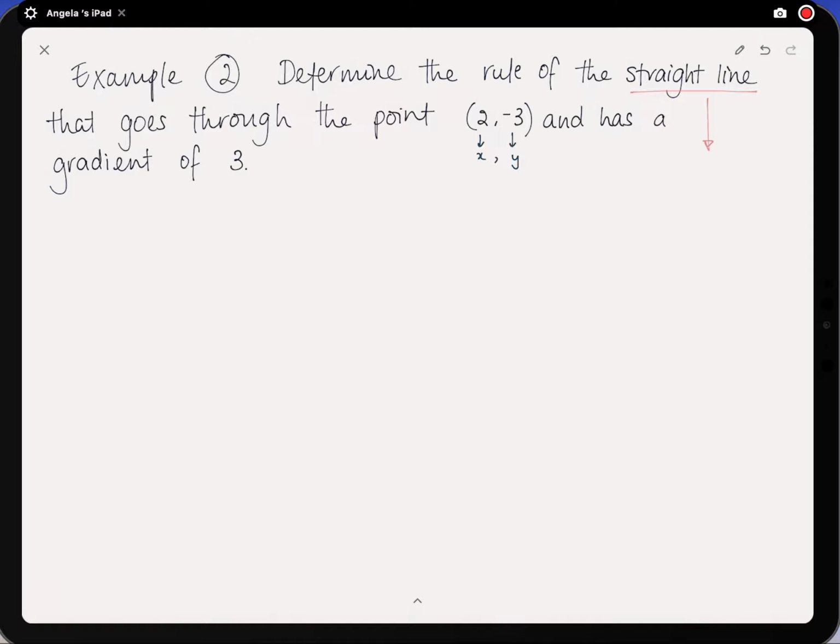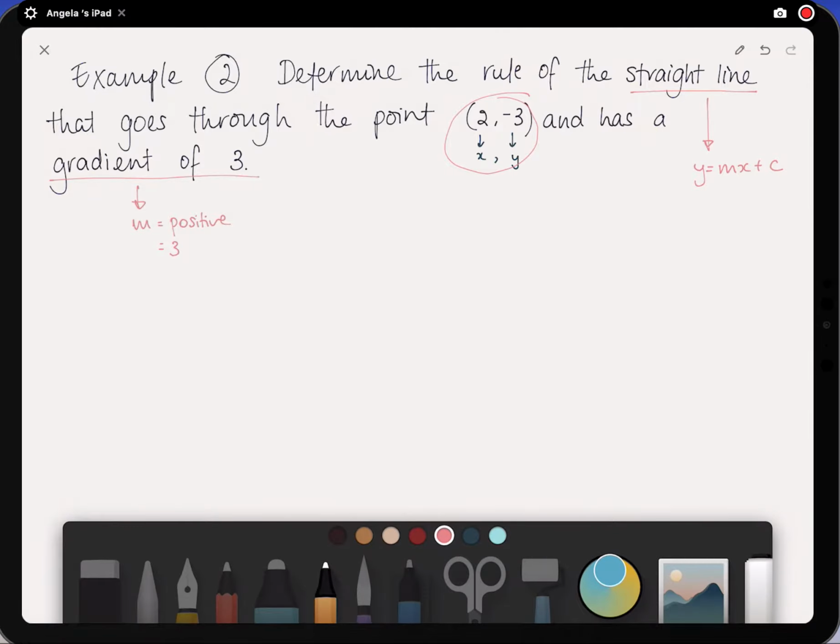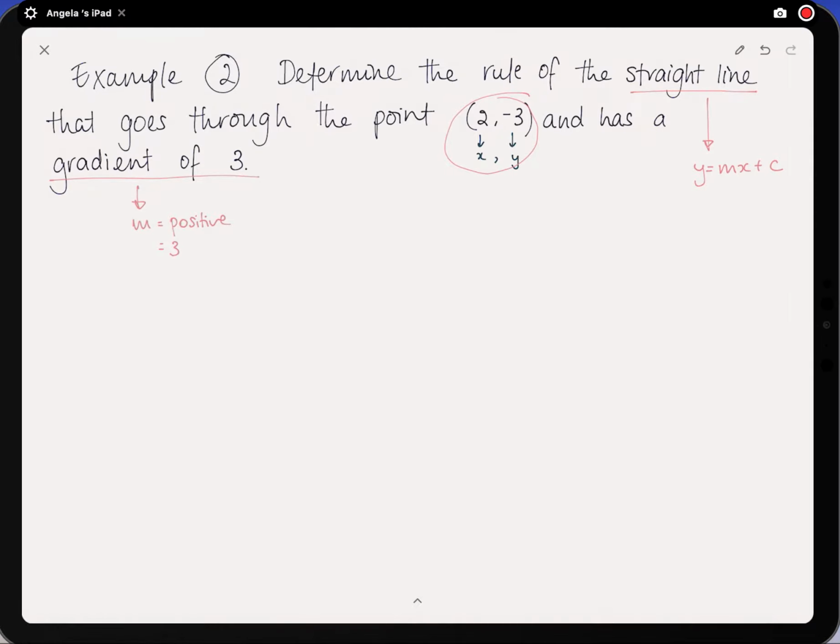So we should be thinking immediately y equals mx plus c. We're given a set of coordinates, so we know our variables. We know that when x is 2, y will be -3 for this particular line. And we're also told it has a gradient of 3, so we know that m is positive and it's 3. So let's substitute what we know first and then work our way to finding our y-intercept.